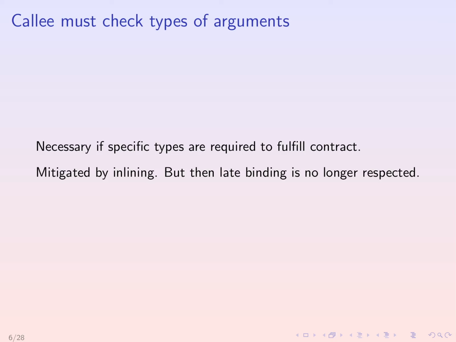In general, the callee must check the types of all its arguments. There are, of course, cases where it's not necessary, when any type is allowed. But consider, for instance, if the callee is the function car, then it has to check that the argument is either nil or a cons cell. Again, this cost can be mitigated by inlining, but again, the late binding will no longer be respected then.